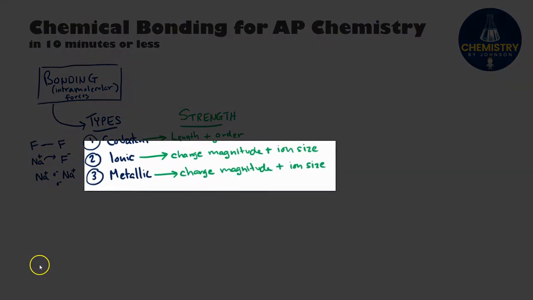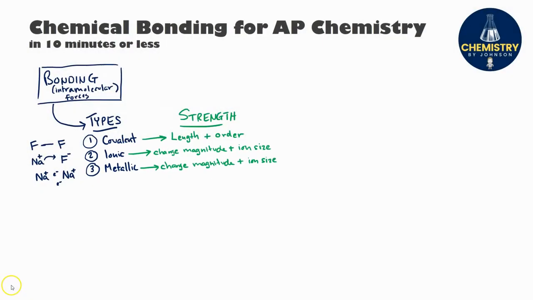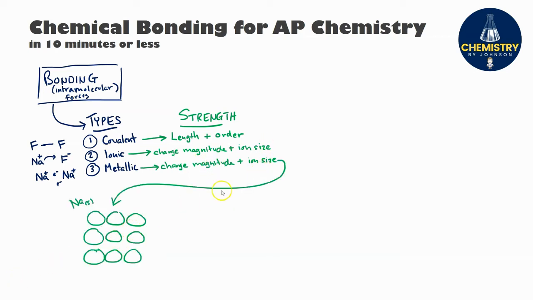Since ionic and metallic substances are both made of ions, their strengths will both depend on the same factors, that is the magnitude of the charges and the sizes of the ions themselves. So you'll get stronger ionic and metallic bonds when the charge magnitudes are greater and when the ion sizes are smaller. Here's a common way that you can see some of these factors modeled when it comes to metallic substances.